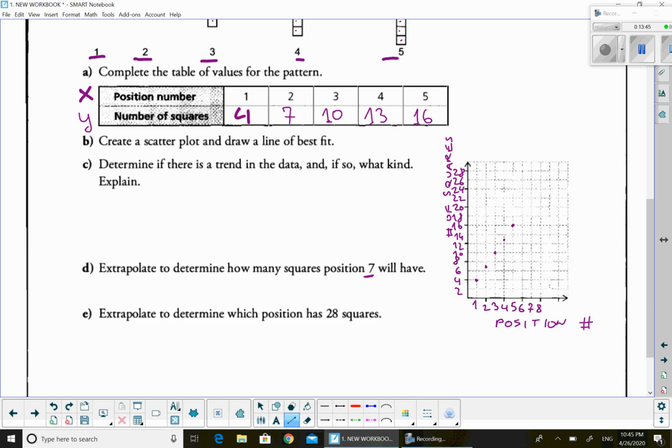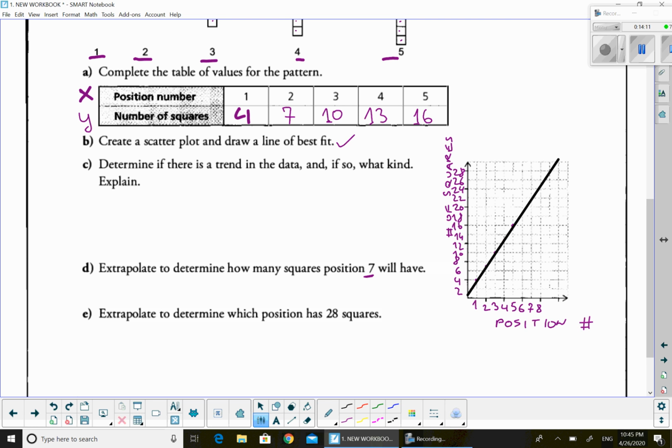So my line of best fit, when I do it, it should go perfectly through all of them. There we go, something like that. And I'm going to extend it all the way up. There we go. So that is my scatter plot with the line of best fit. So that checks off B. There we go. B is done.